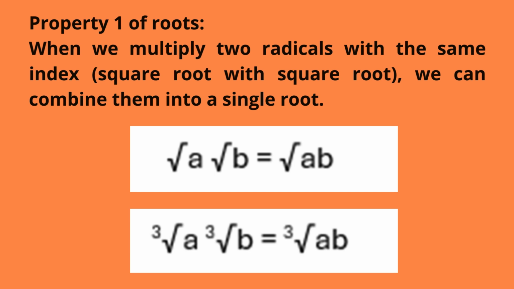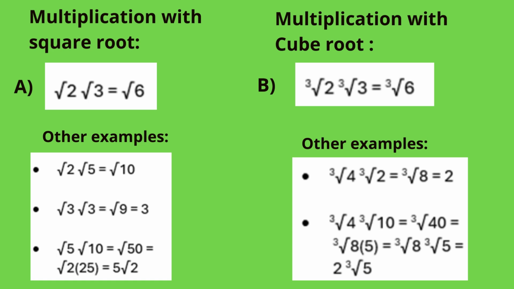In multiplication with square root, in example A, square root of 2 times square root of 3 results in square root of 6. And in multiplication with a cube root, in example B, cube root of 2 times cube root of 3 results in cube root of 6.